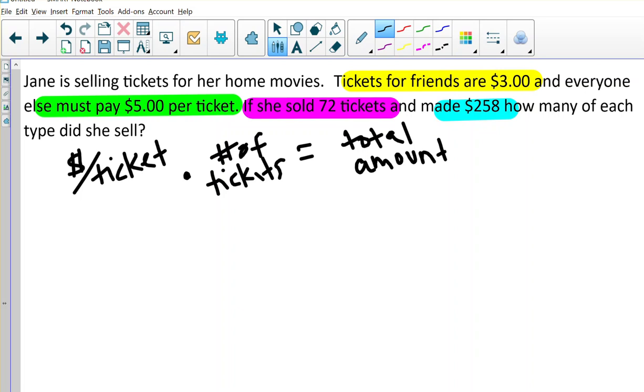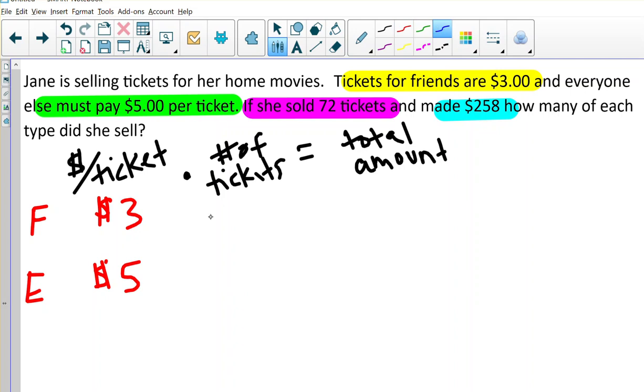Okay, so we know there are two types of tickets. She has tickets for friends, which I'm going to call F, and everyone else I'll call E. So the friends are going to pay $3 each, and everyone else pays $5. Now, the number of tickets that they sold of each type, we don't know. That's what the question asks.